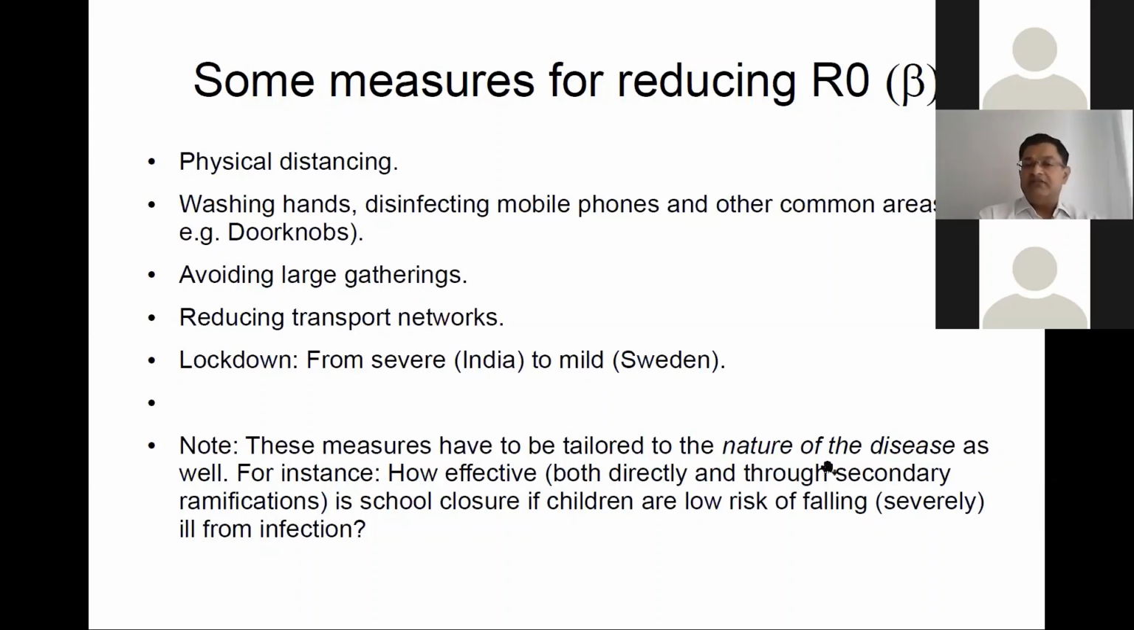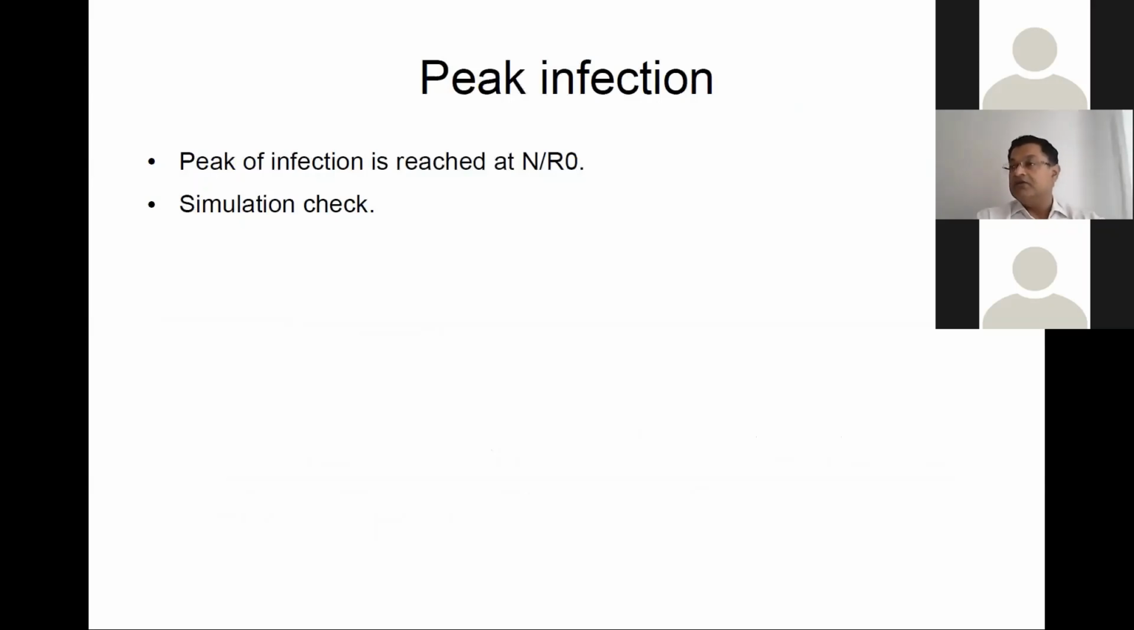You have to note that these measures have to be tailored to the nature of the disease as well. So for example, you might ask yourself the question, how effective is school closure if the children are at low risk of falling ill from infection? In other words, would you not rather try to protect the elderly? You might exercise a greater deal of caution over the elderly and those who are immune compromised in order to be able to effectively reduce the rate of transmission in the truly susceptible population.